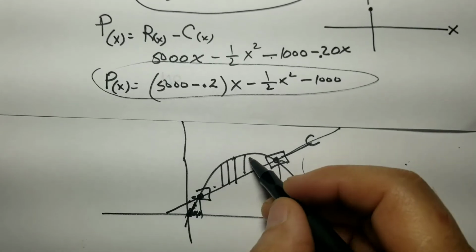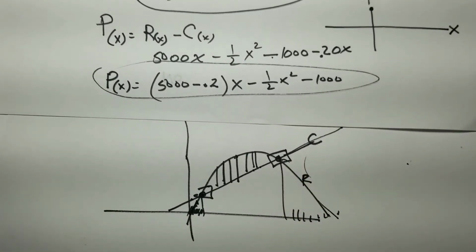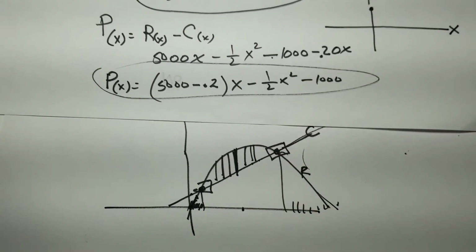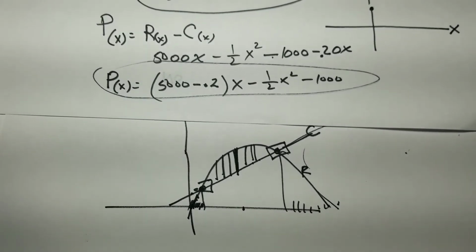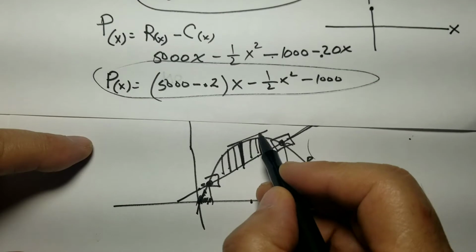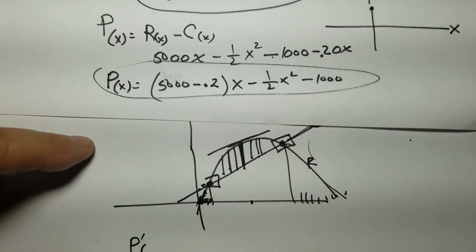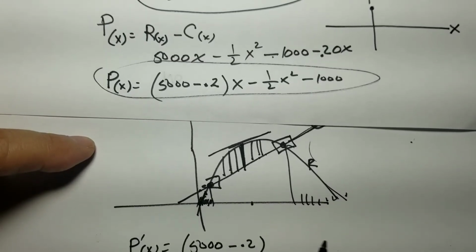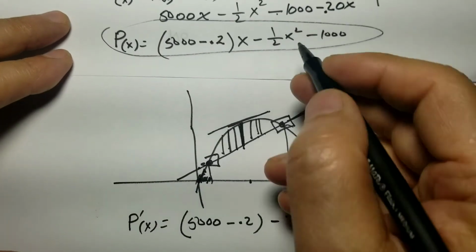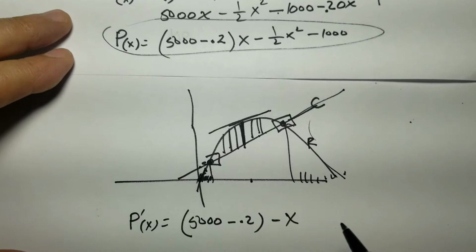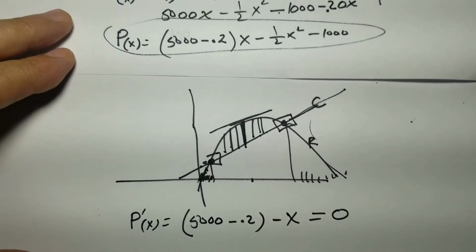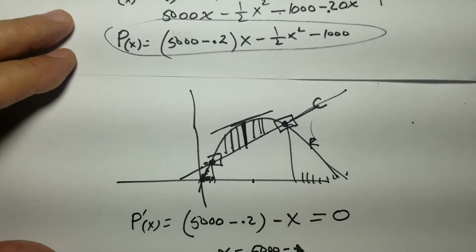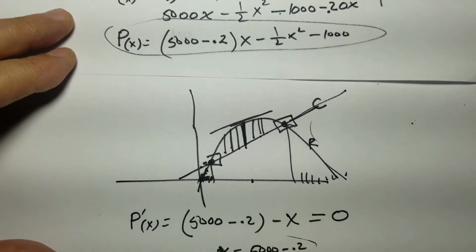doesn't match. Where is this vertical bar, at what x value is that vertical bar, which is the difference between revenue and cost, the largest or the longest? Oh, that has something to do with the derivative. You take the P prime, which is 5,000 minus 0.2. I just write it like that because I don't want to subtract these two. Minus 2 times 1/2 x. You set the derivative equal to 0. Therefore, your x is 5,000 minus 0.2.